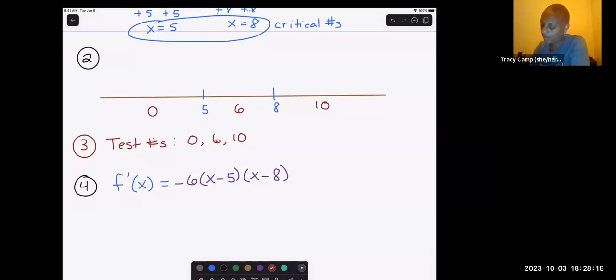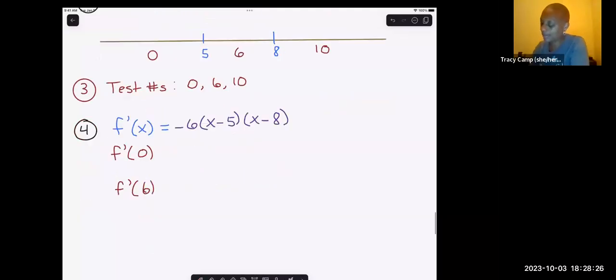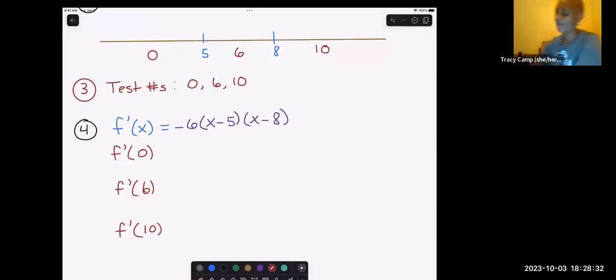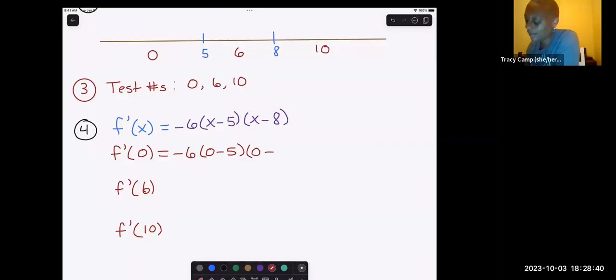If you don't want to use the factored form, that's fine. You can use the original form of the derivative that we got, but I like the factored form. It just makes it easier. I don't have to do as much calculating. Because like, look at this. When I plug in the 0, maybe the 0 would be really easy in the regular form, but the others are easier in factored form. So, here, let's look at the 0.